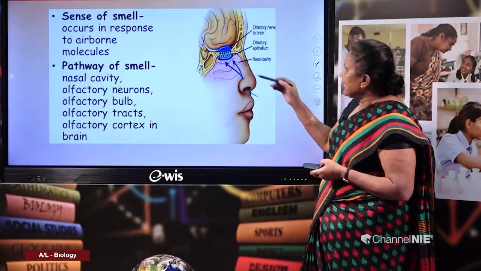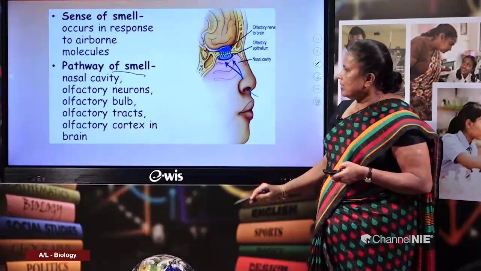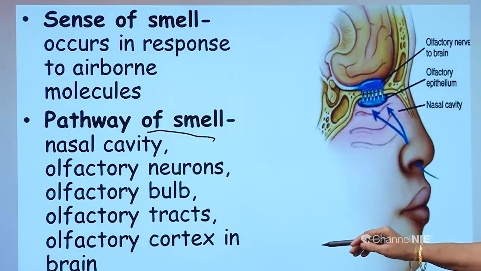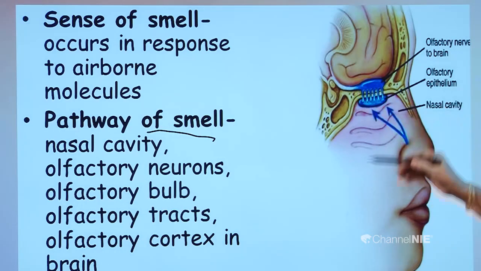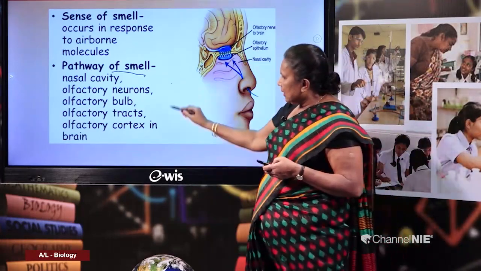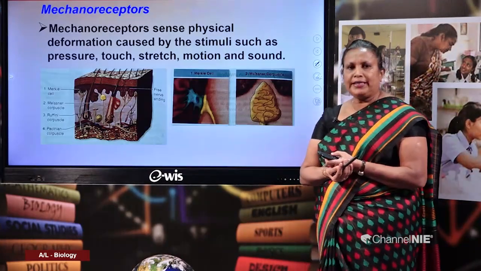So, you can see in the next diagram, the sense of smell occurs in response to airborne molecules. This is the pathway of smell: nasal cavity, olfactory neurons, olfactory bulb, olfactory tracts, olfactory cortex in the brain. That is the pathway. This is another place where questions can be asked. You may be asked to mention the pathway of smell sensation. So, you need to start from the nasal cavity. Everything has to be written like this. Okay? Right. Next, we are moving to the mechanoreceptors.